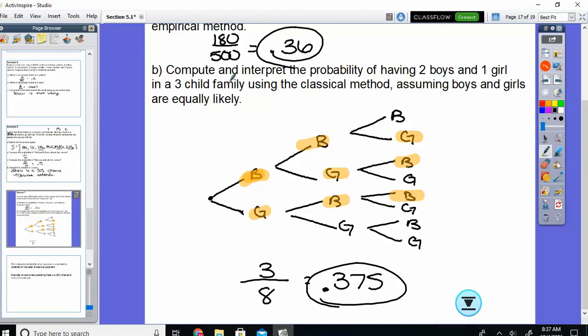Okay. These two are pretty similar. This is kind of the law of large numbers. If I took 1,000 people instead of just 500 in my study, then it would get closer to this 0.375. Okay, any questions for me there?